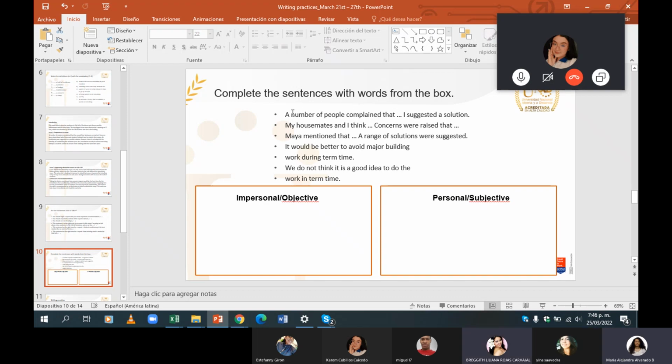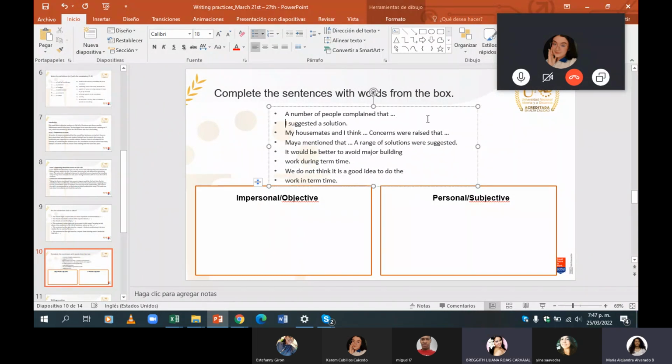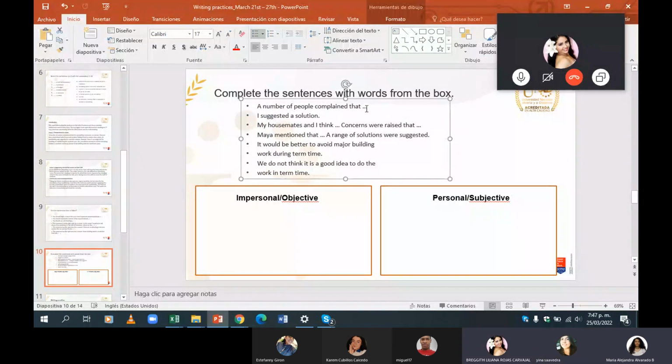So here, let's see the first one. A number of people complained that blah blah blah. I suggest a solution, blah blah blah. So in this case, this one, in the first box or in the second? Hold on. Okay. So the first is impersonal objective.